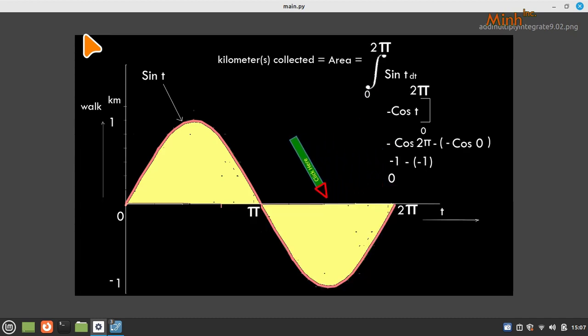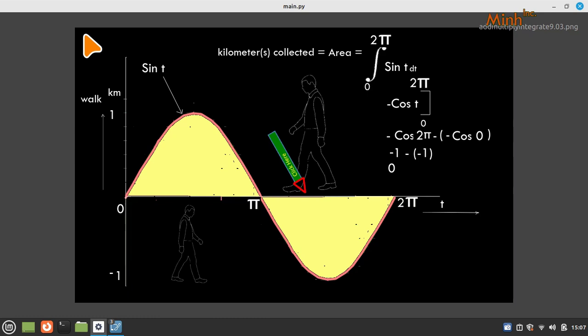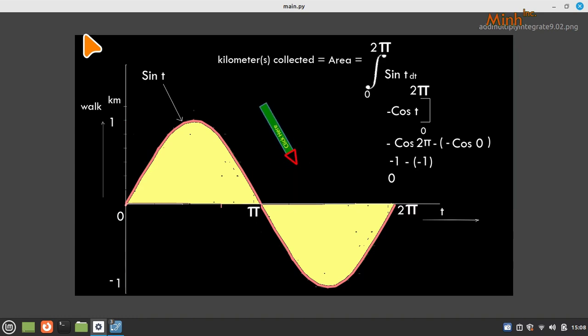What about this? A person is walking, and then from pi to 2 pi he is walking like this. Negative walking means he is coming back. Positive walking means he is walking forward, whereas negative walking means he is coming back. So this is the question: how much distance has he traveled?